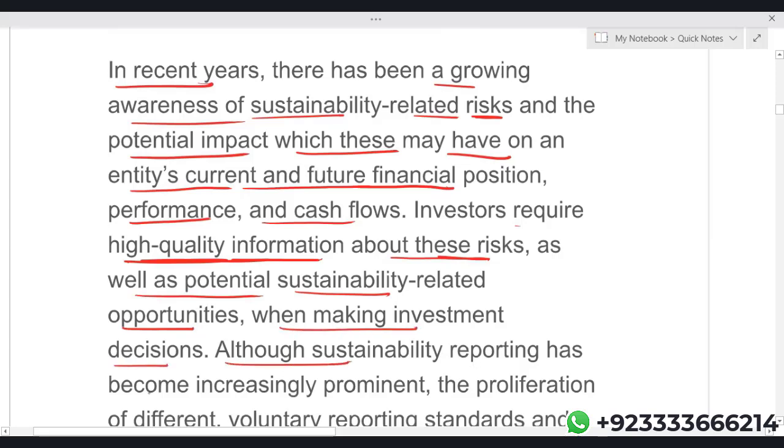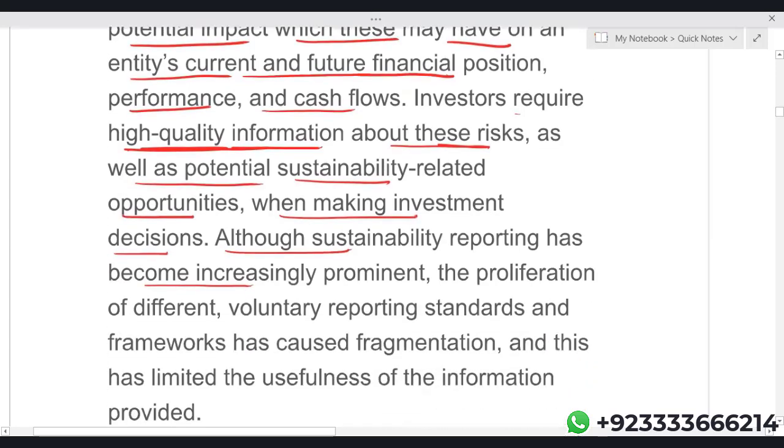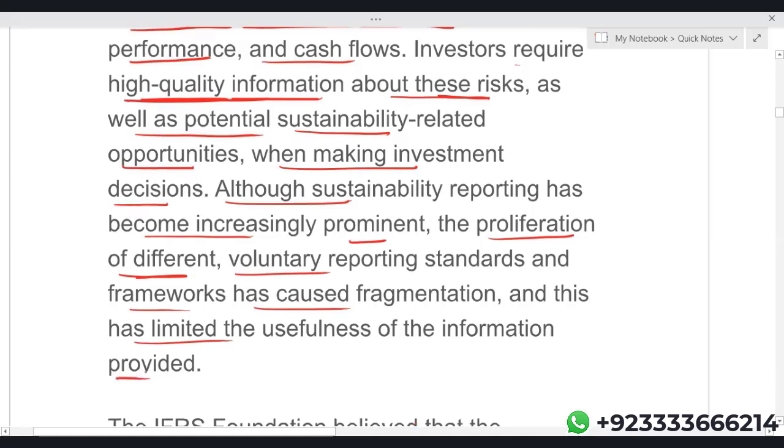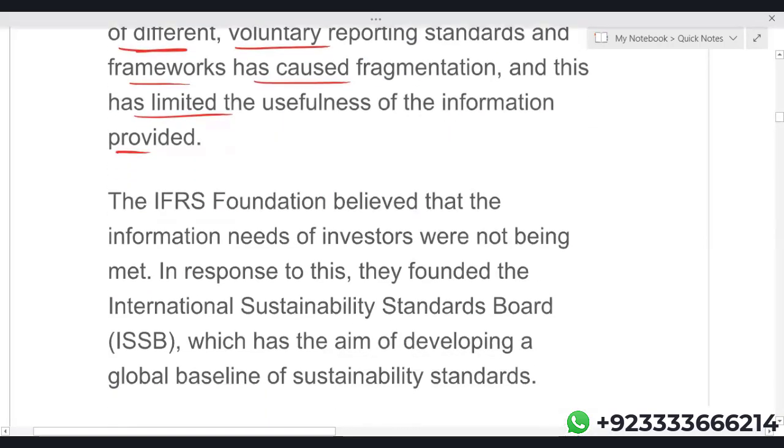Although sustainability reporting has become increasingly prominent, the proliferation of different voluntary reporting standards and frameworks has caused fragmentation. And this has limited the usefulness of the information provided. Basically, if every standard starts giving information about sustainability, and if that information is scattered, it will not be so useful. That is why they came up with a solution: let's make standards. They will give us the disclosure of sustainability.